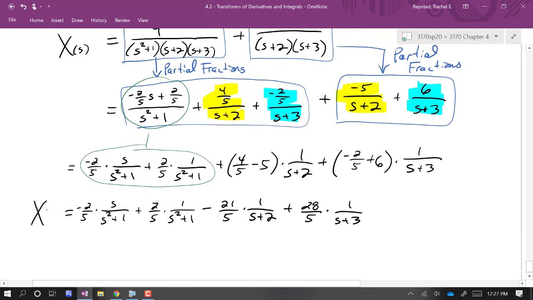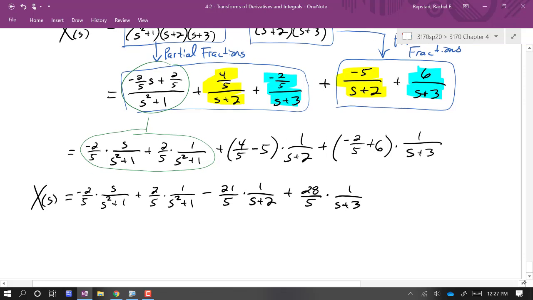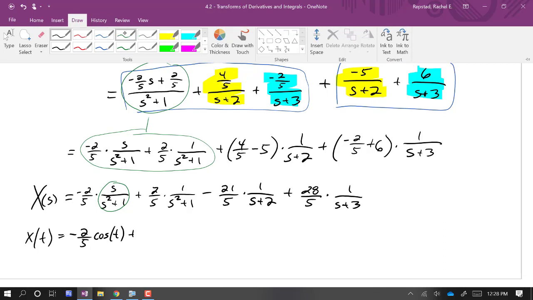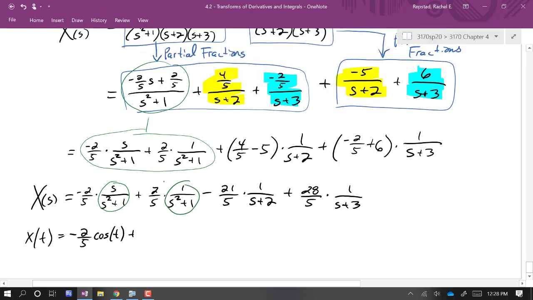Now, so here's our X of s. Now we're ready to go find the inverse transform of each to get x of t. This first one, again, if you take a look at the table, you'll see that this is the transform of cosine t. So I have a negative 2/5 cosine t. And then this next one, positive 1 over s squared plus 1, that's the transform of sine t. So I have a positive 2/5 sine of t. And then these last two are transforms of the exponential function. So I have minus 21 over 5 e to the negative 2t and plus 28 over 5 e to the negative 3t. And there's our solution.